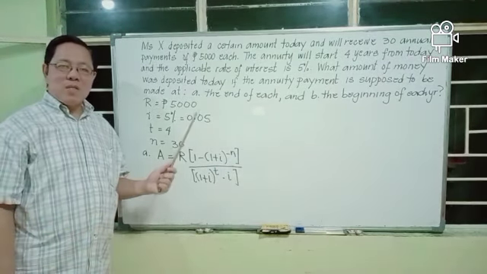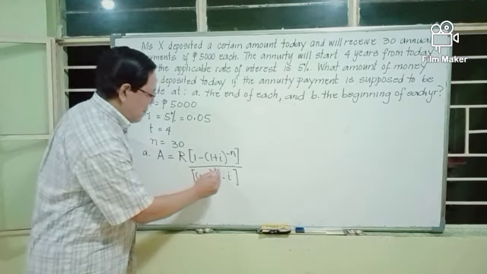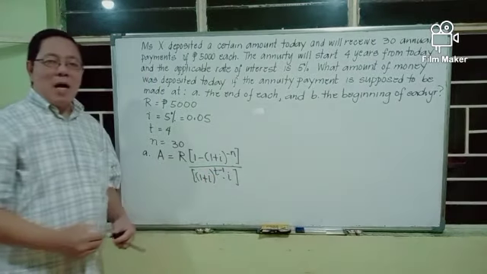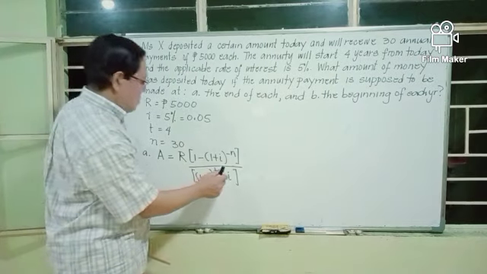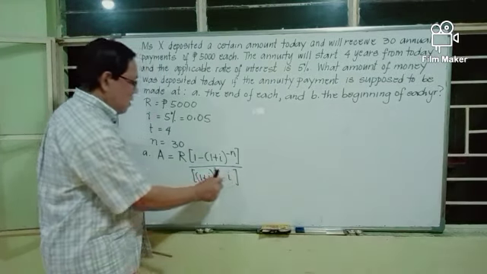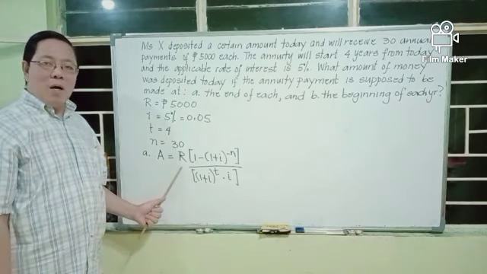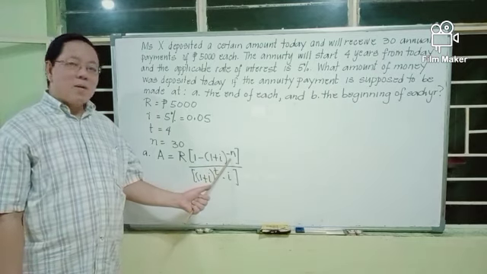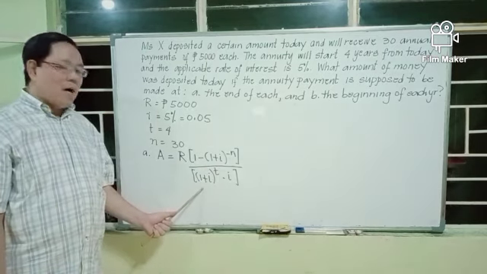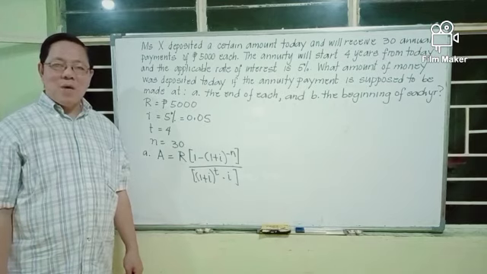Accumulated value of this deferred annuity with payments made at the end of each year is given by the following formula. A for accumulated value is equal to R times quantity 1 minus quantity 1 plus I to the power minus N all over 1 plus I to the power T times I. This is the formula to use when the regular payments are made at the end of each year.